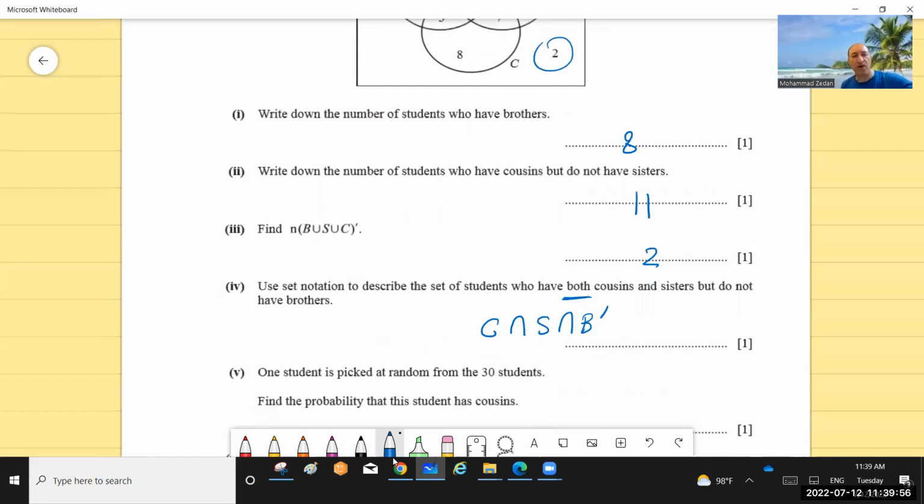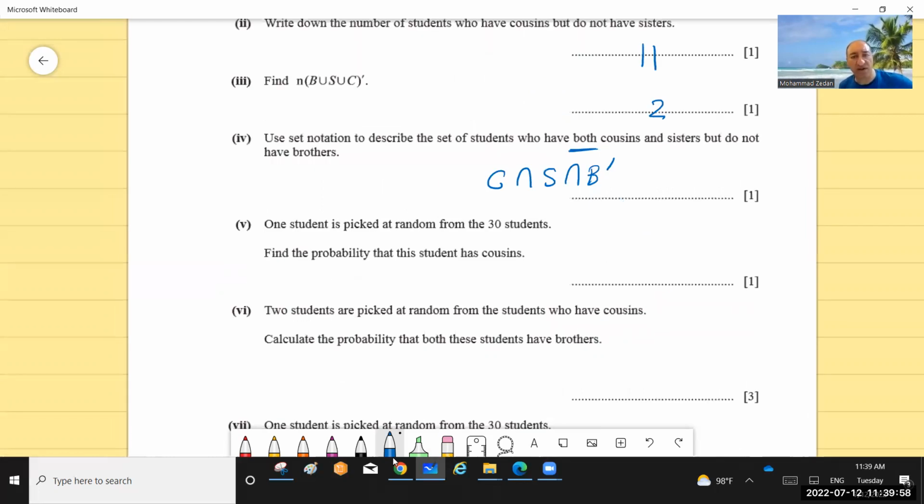Number 5. One student is picked at random from the 30 students. To find the probability that this student has a cousin, simply divide the number of cousins by the total number of students, 30. Count how many cousins: you have 19. Two students are picked at random from the students who have cousins. I have 19 students who have cousins.